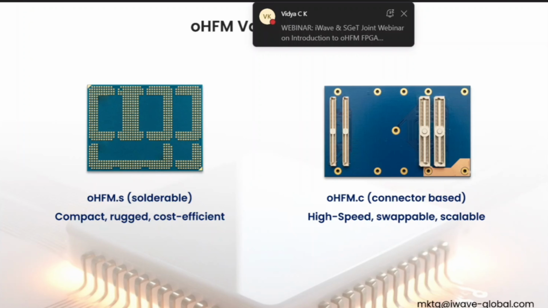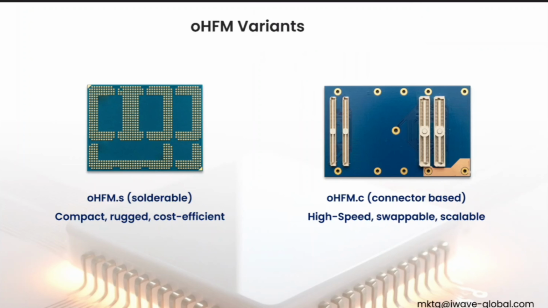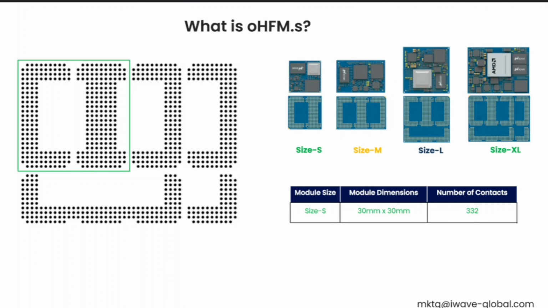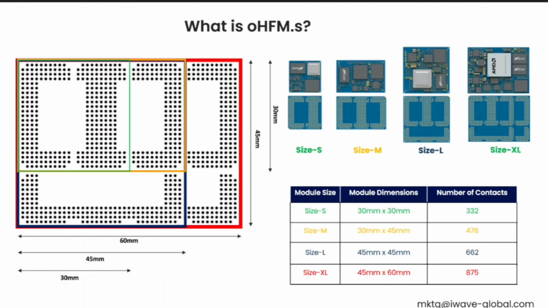So next, now we'll check what the oHFM variants are. In oHFM, we can broadly consider four variants: size S, size M, size L, and size XL. You can find the dimensions of each size in the table here.